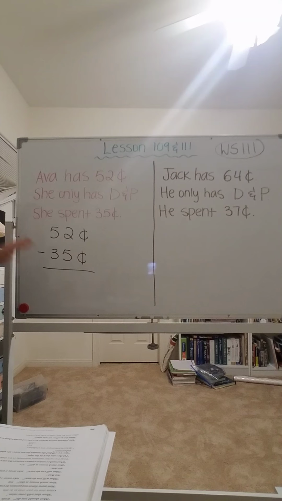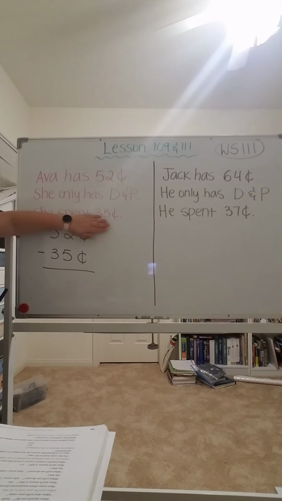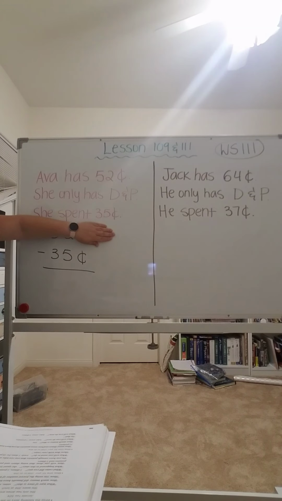So if we look at 52 cents for a minute, what are the fewest dimes and pennies we can use for 52 cents? So it would be 5 dimes and 2 pennies. What about looking at 35 cents? It would be 5 pennies and 3 dimes. Let me just double check, but that should be correct.